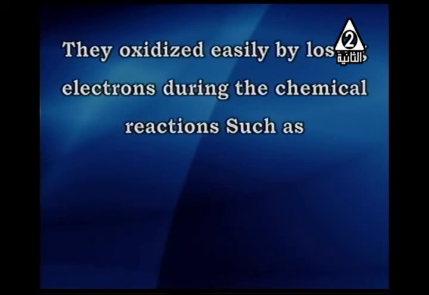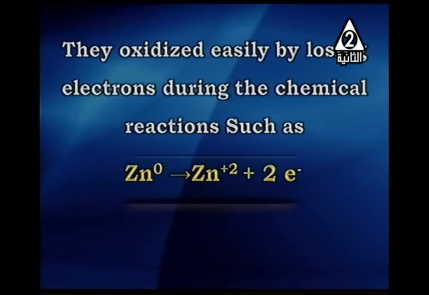Okay, and after that, they are oxidized easily by losing electrons during the chemical reaction, such as here we have Zn changing into Zn positive 2 ions and losing 2 electrons. Why? Because this makes oxidation. It's very easy to make this equation. This is the half equation of zinc, in any type of cell found here. Zn loses 2 electrons and changes into Zn positive 2.